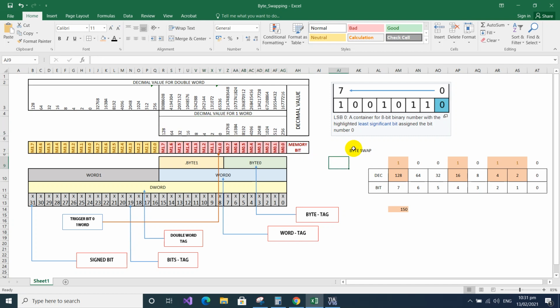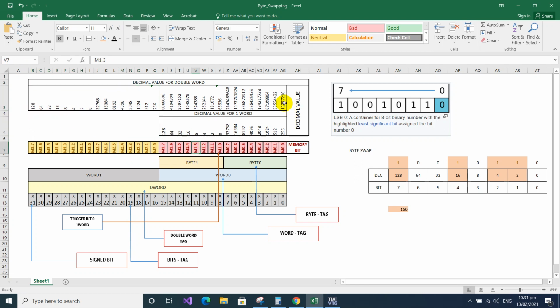Now, this is only for a single word. How about if you are dealing with a double word? In a double word, as I mentioned, it is composed of 32 bits. Now, the decimal value arrangement will again change. From a single word, it will swap the byte. In a double word, it will swap the byte as well as the word. So we will have a word swap here. See?